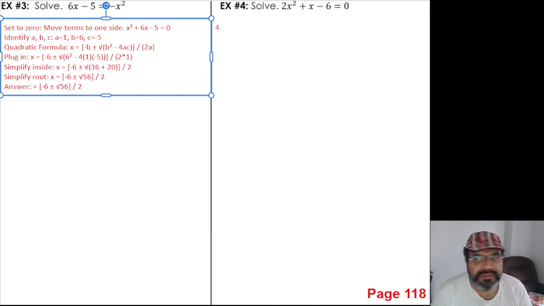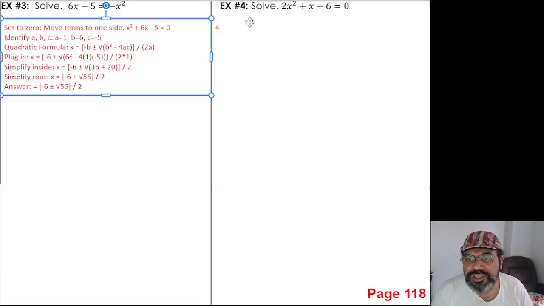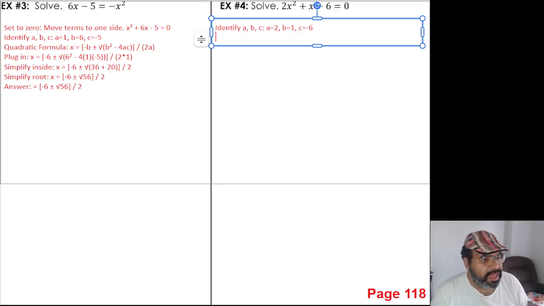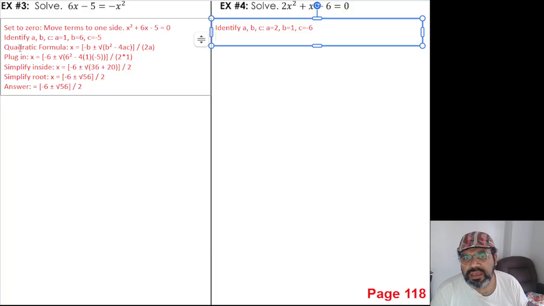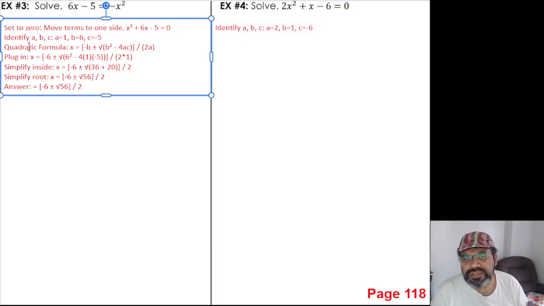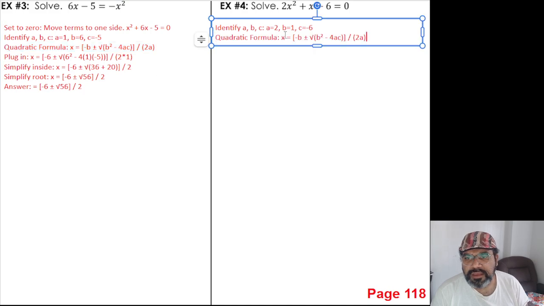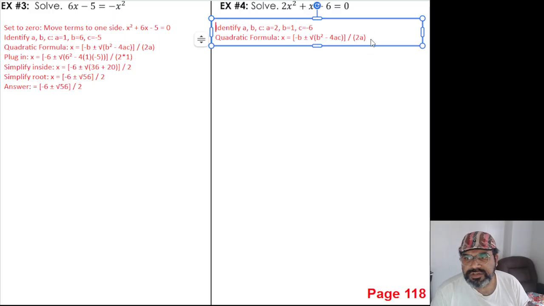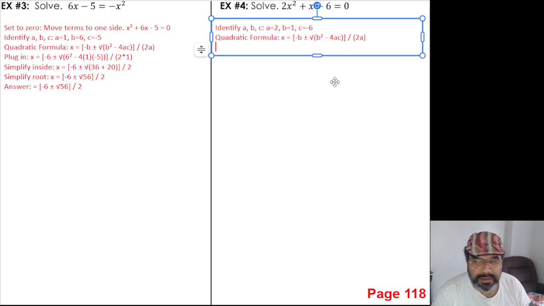First thing is set up the equation equal to 0, then we don't need to move anything. The only thing we're going to do is identify who is A, who is B, who is C. As we see, can we factor? Oh yeah, if I factor, this also works. But I like to use the quadratic formula. I'm going to show you the quadratic formula in this situation. Then plug in everything in the quadratic formula. Be sure to identify the values and let's plug in here.